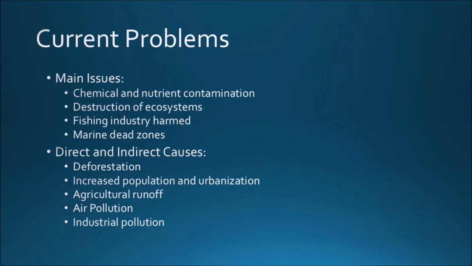Chesapeake Bay is a massive ecosystem that has suffered greatly from human activity. Chemical and nutrient contamination is the main issue at hand and is to blame for one of the first large-scale marine dead zones. Pollution has also led to the destruction of important ecosystems, something that, in addition to harming the environment, also hurts the fishing industry.